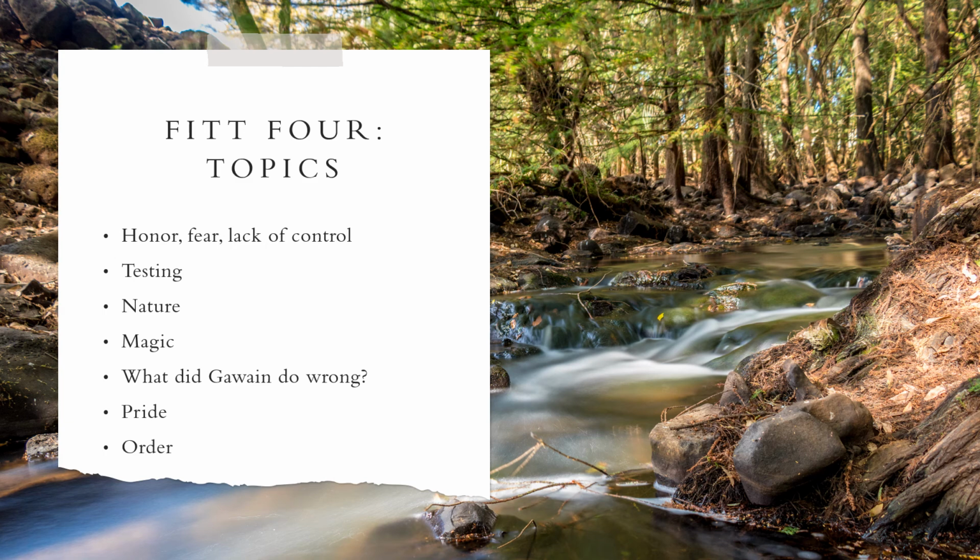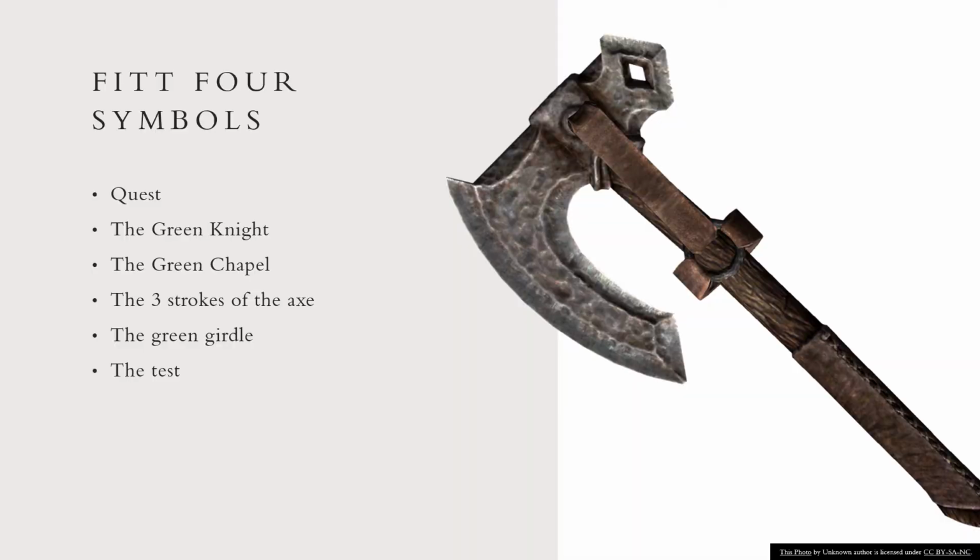Nature. Remember, the Green Knight symbolizes nature. Magic. We find out the outcome and where the magic came from and really what was involved. What did Gawain do wrong as a topic? His pride. And again, order. Order is very important. Symbols include the quest itself, the Green Knight, the Green Chapel, the 3 strokes of the axe, the green girdle, and the test.